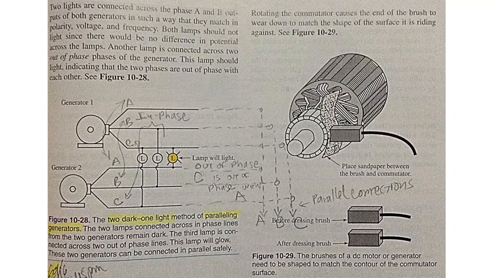Again, the two dark, one light method of parallel generators. The two lamps connected across in-phase lines from the two generators remain dark. The third lamp is connected across two out-of-phase lines. This lamp will glow. These two generators can be connected in parallel safely.